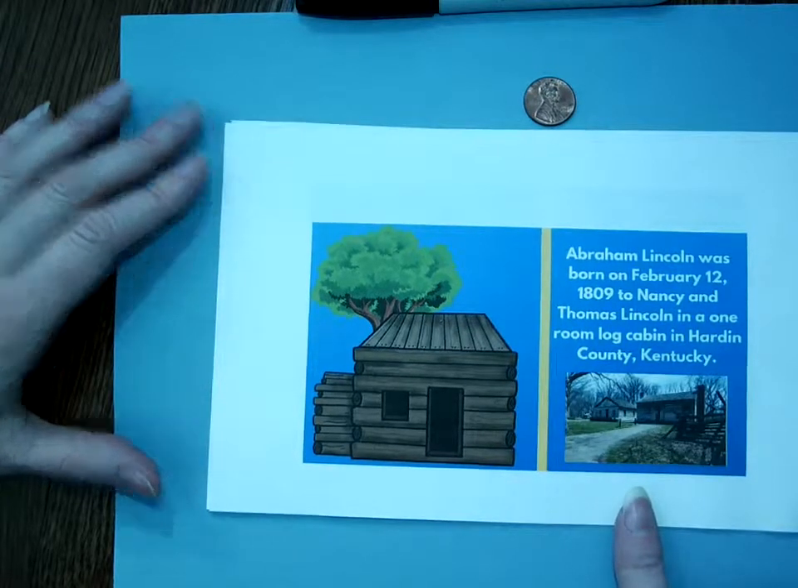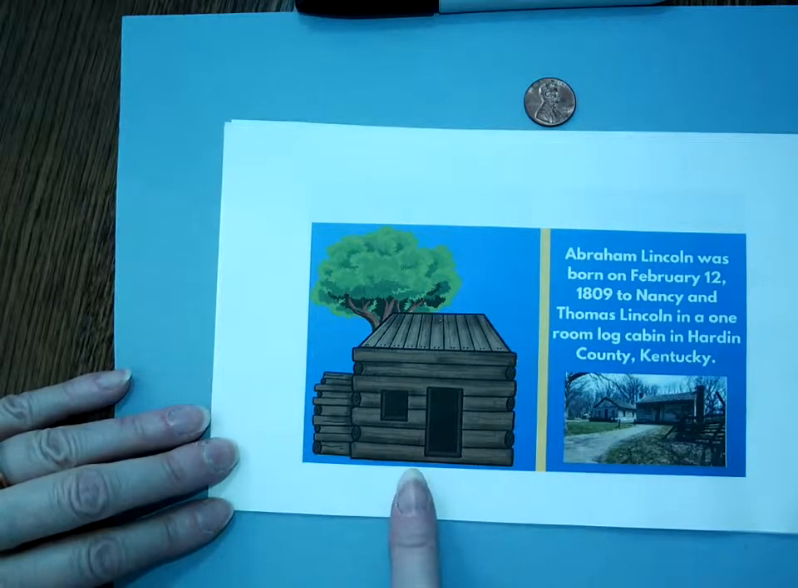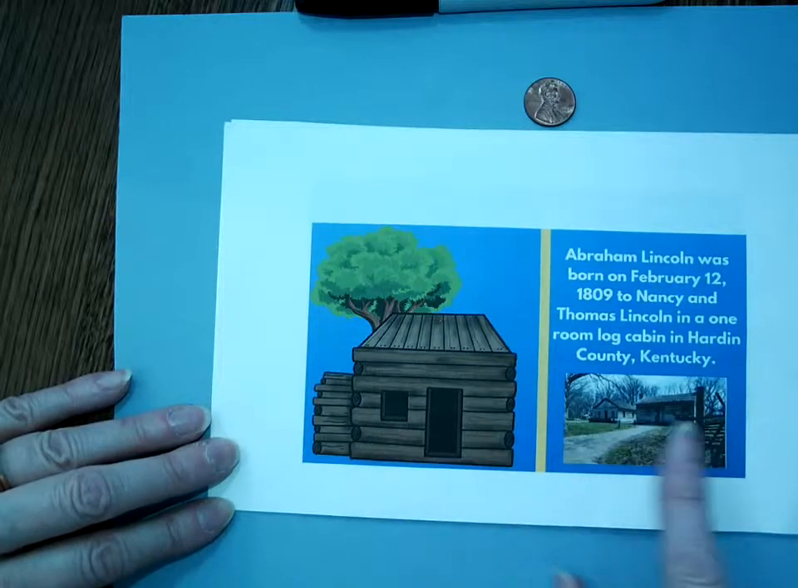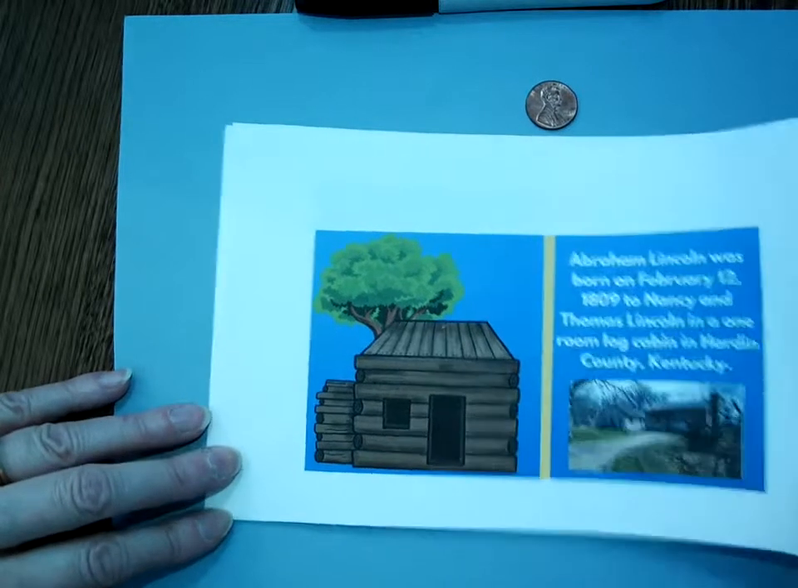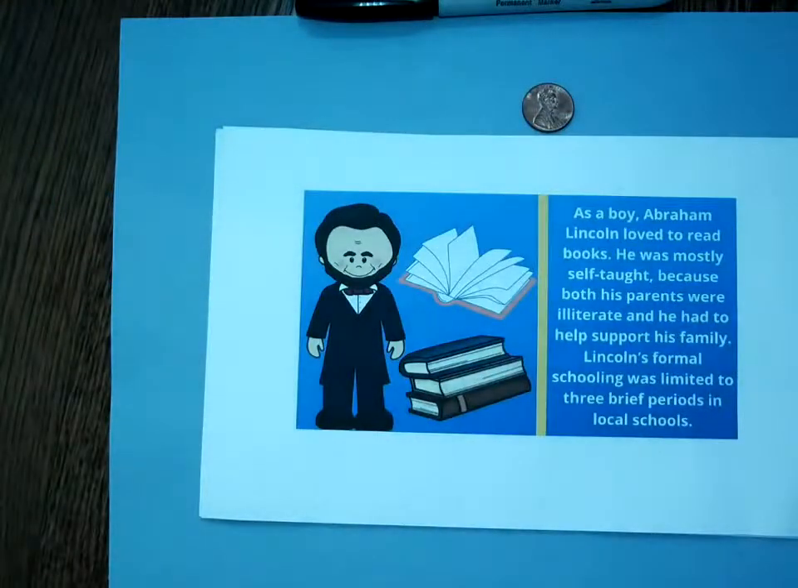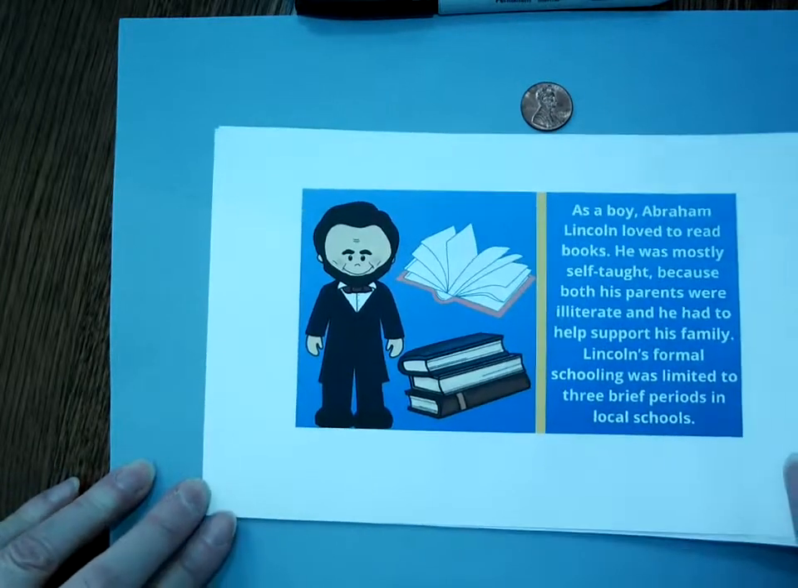12th, 1809 to Nancy and Thomas Lincoln in a one-room log cabin in Hardin County, Kentucky. And there's a drawing of it, and there's a real picture of it too. So he was born in a little cabin in Kentucky in February, the month that we're in right now.